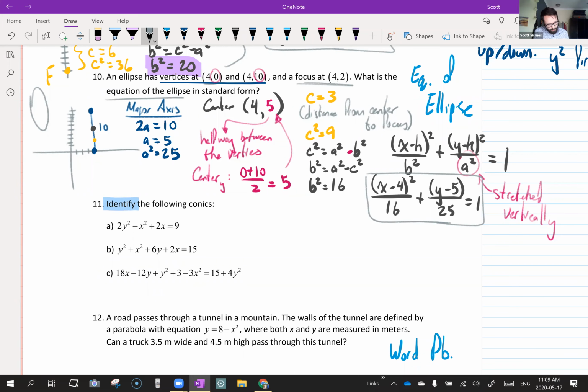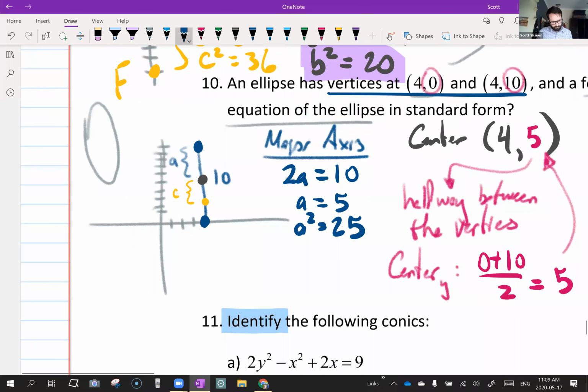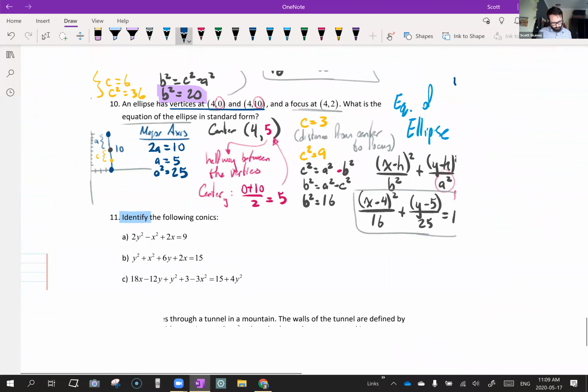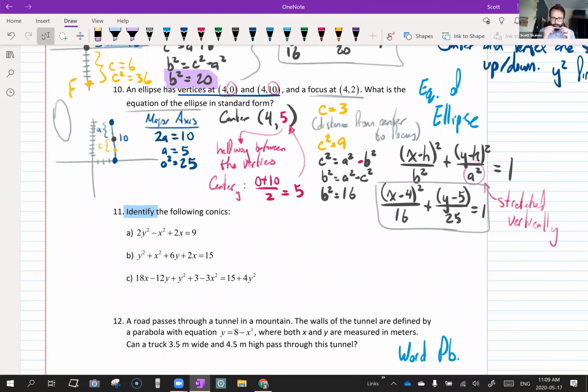So let me just make a couple notes here. I'll go back. This distance is C, from the center to the vertex. Sorry, center to the focus. This distance is A, from the center to the vertices. Okay, anything I can clarify for this one? Again, I want to cover a lot of stuff. We're doing pretty good so far, but I don't want to go too fast.